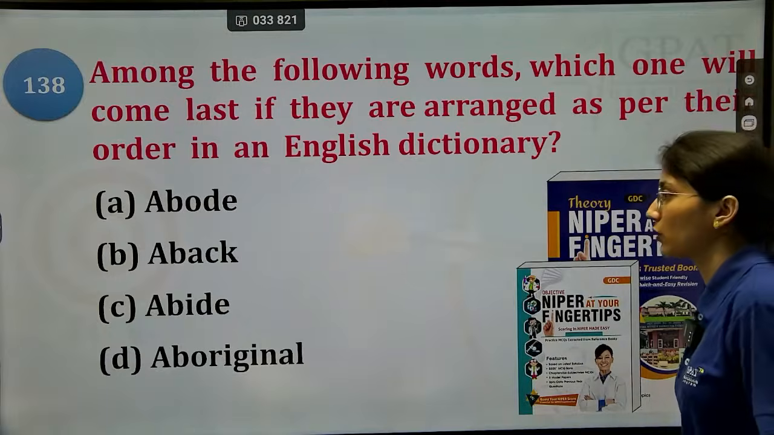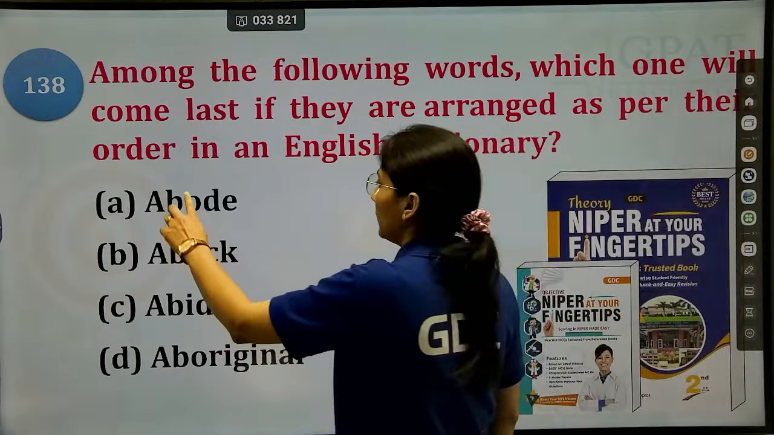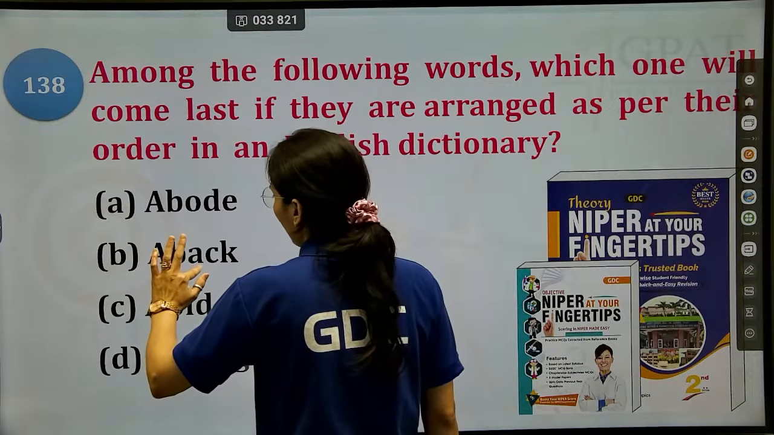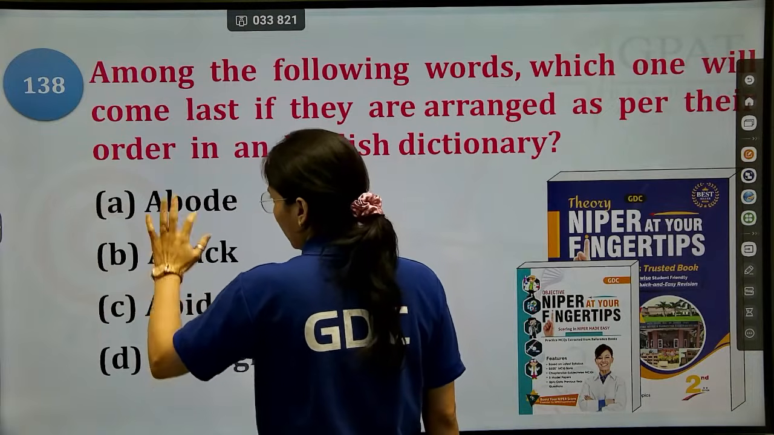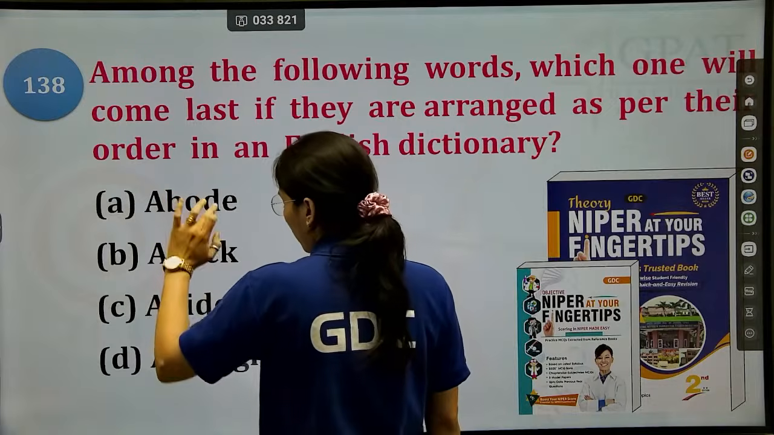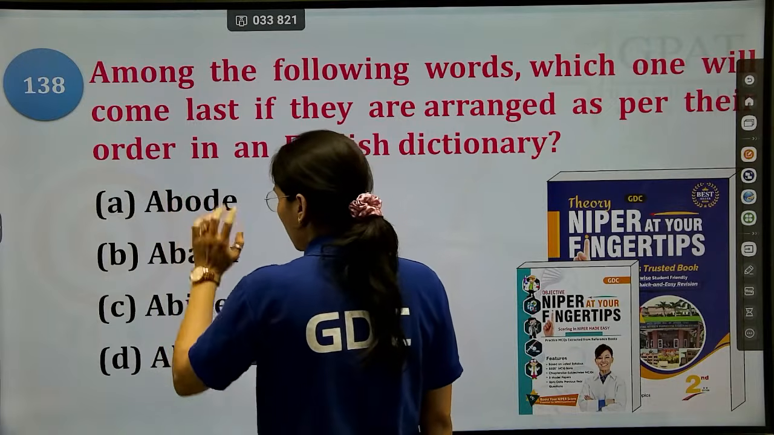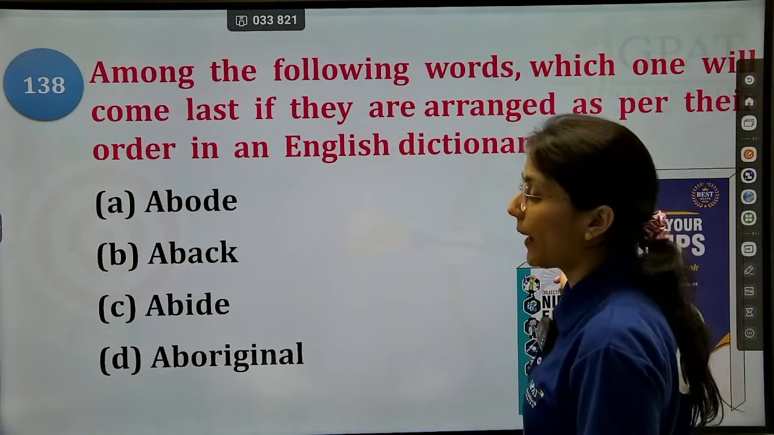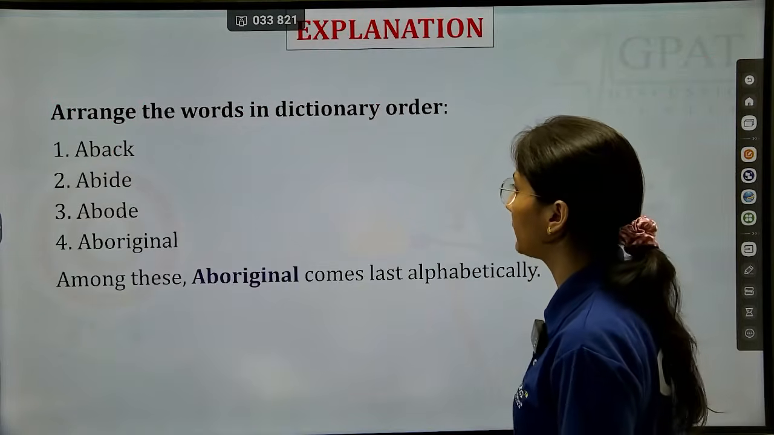Among the following words, which one will come last if they are arranged as per the order in the English dictionary? Which comes last? Here we have A, B, B, B, then A is here, I is here, O is here. So the answer is from this, that is D. The answer is aboriginal. That is option number D is correct.